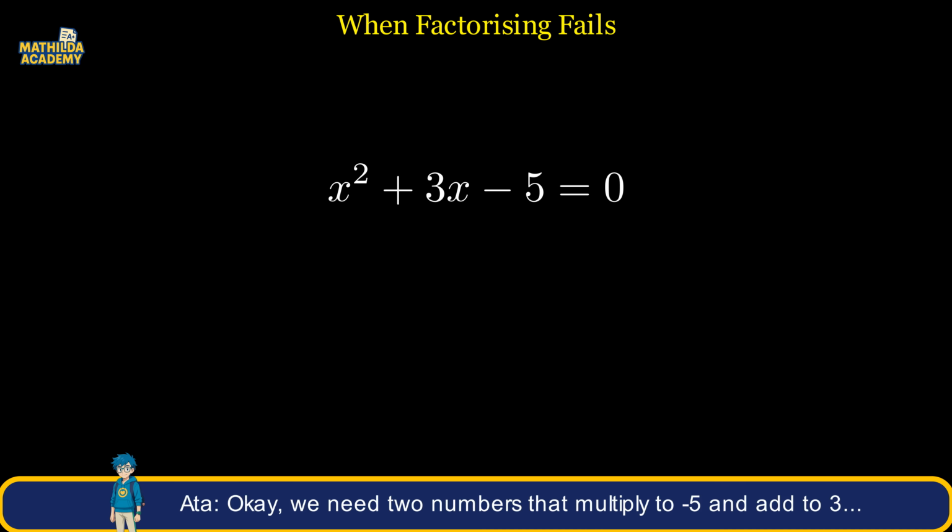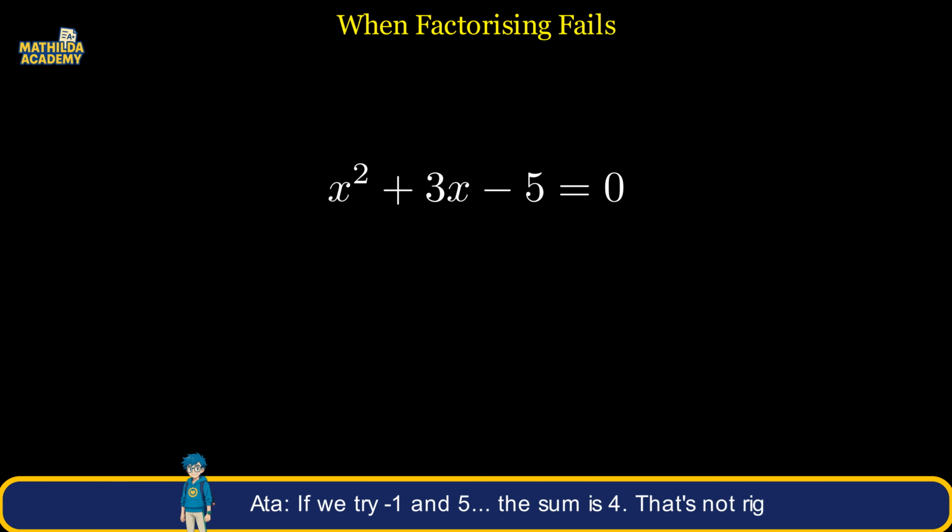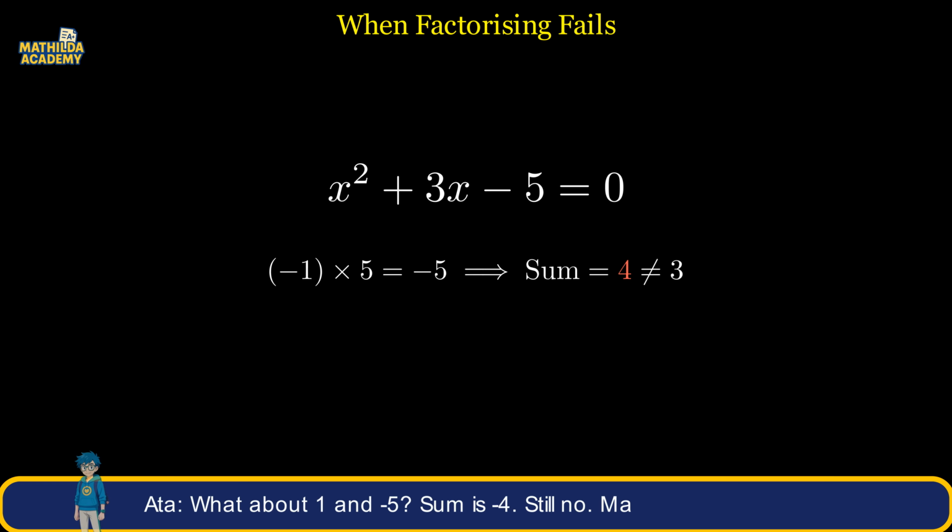Okay, we need two numbers that multiply to -5 and add to 3. If we try -1 and 5, the sum is 4. That's not right. What about 1 and -5? Sum is -4. Still no. Matilda, none of these work.